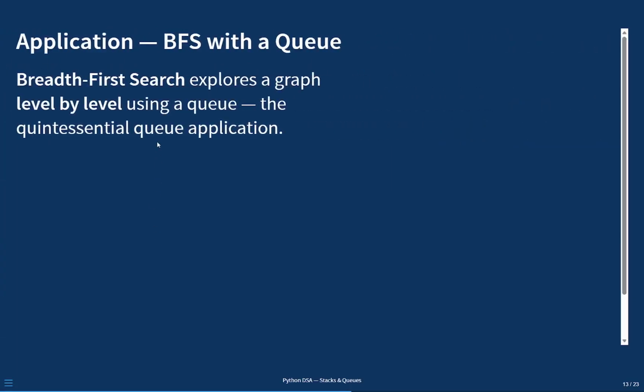If the stack is the natural partner of DFS, the queue is the natural partner of breadth-first search. BFS explores a graph level by level, all vertices at distance 1, then all at distance 2, and so on. To do that, it needs to process vertices in the order it discovers them, FIFO, exactly what a queue provides.